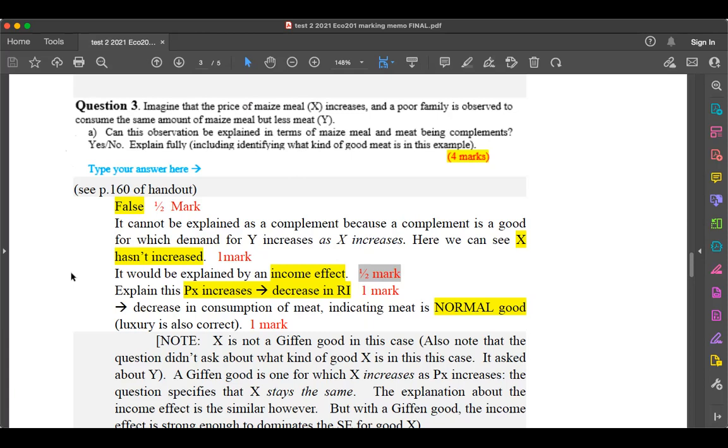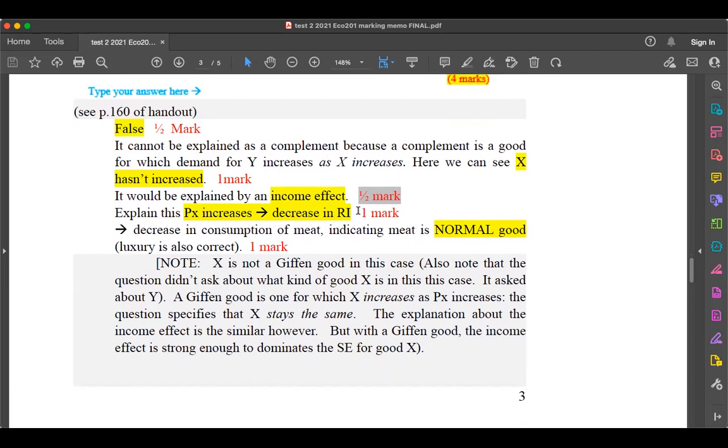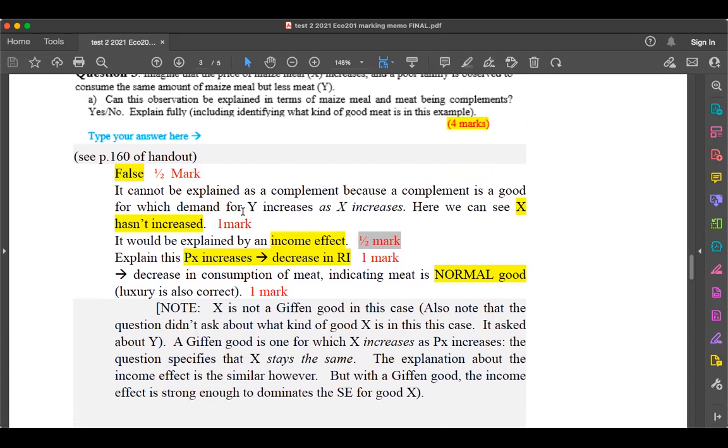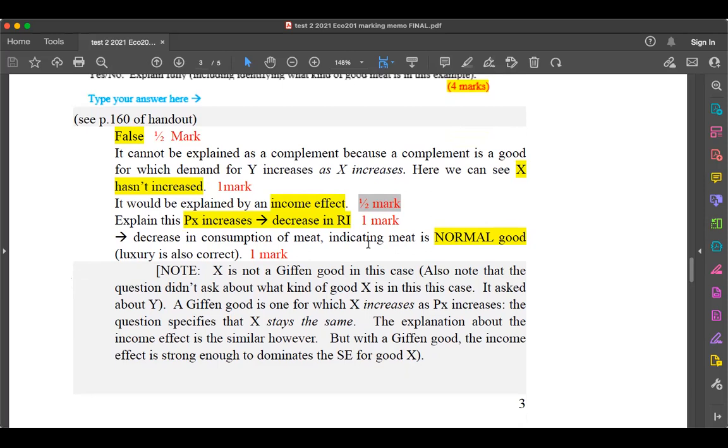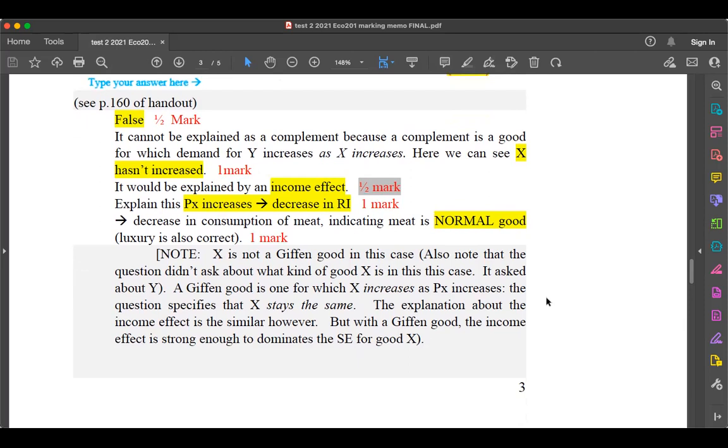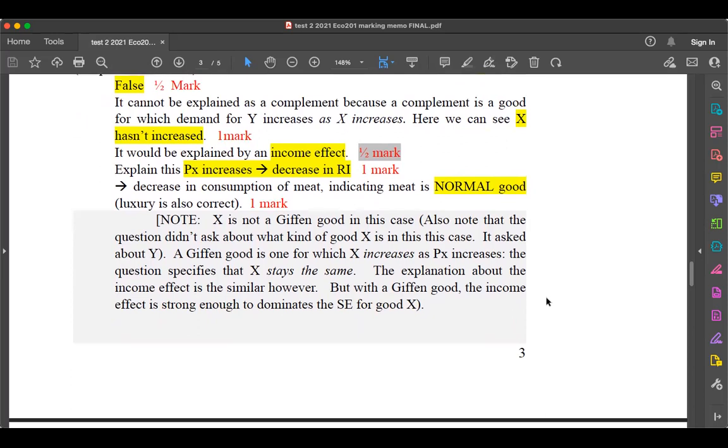This will be explained by an income effect. The price of X increasing, X being pap or maize meal, will lead to a decrease in real income, because as you buy something and the price increases, obviously you have less money. And there'll be a decrease in consumption of meat, indicating that meat is a normal good. Remember, we were talking about inferior goods the other day, saying that if the price of chocolate went up, would you still buy it? No, you wouldn't, because it's chocolate. But it also speaks to the different elasticities of the goods that are there. So that covers that answer.